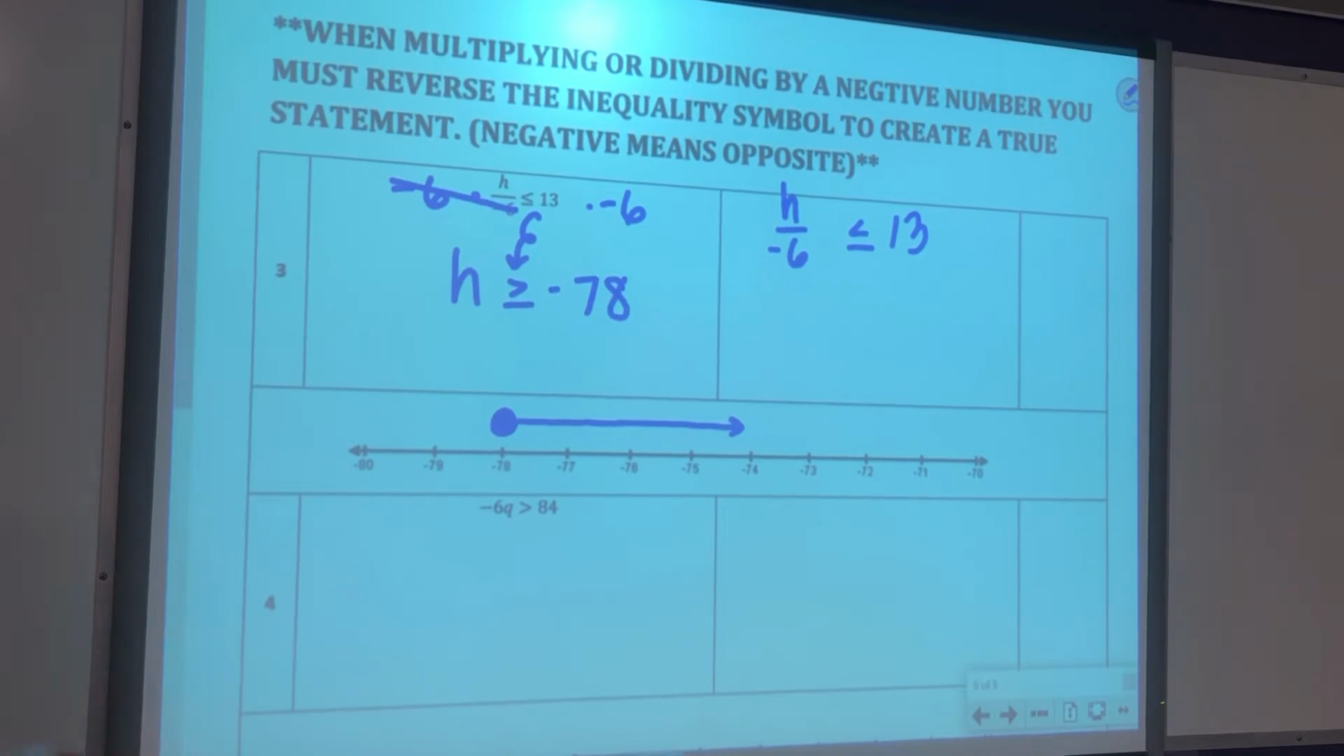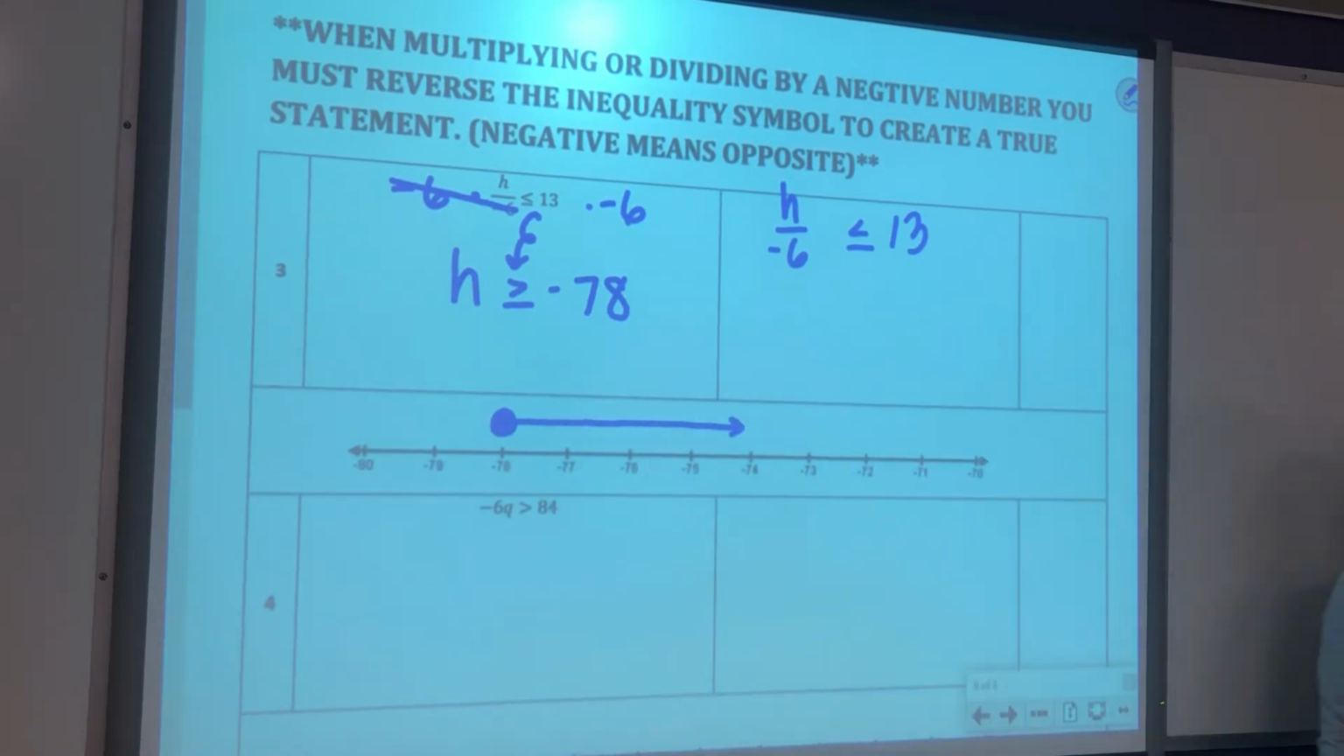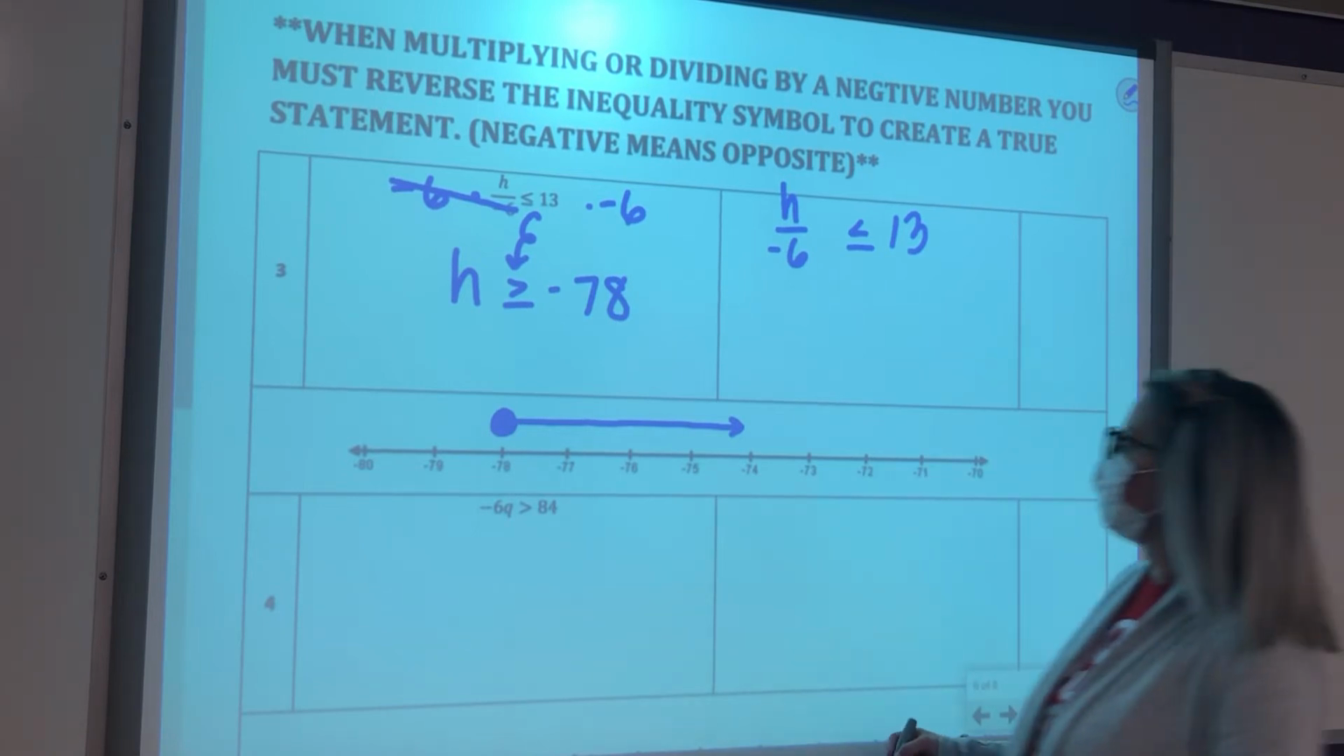So I'm going to choose negative 60. Why am I going to choose negative 60? Because it's divisible by 6, and that'll be negative 10. If you choose negative 60, negative divided by negative.